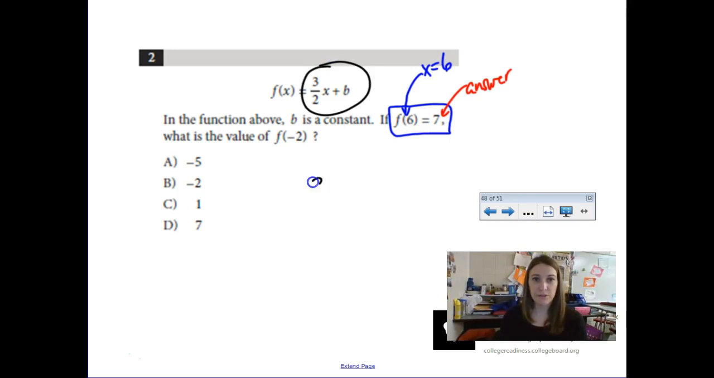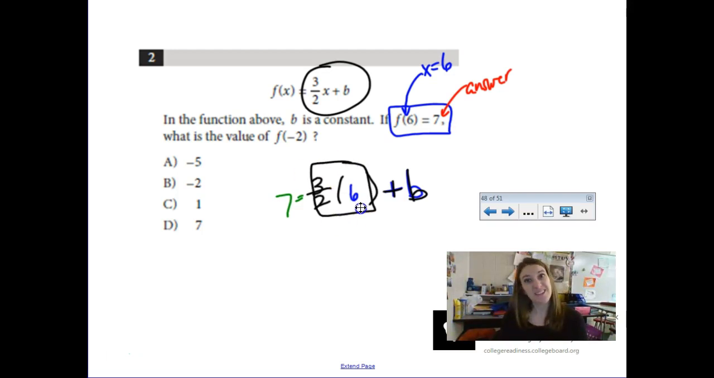Let's take the function, which is 3 halves, but instead of x, we're going to call that a 6. And then plus some mystery number b. I have no idea what that mystery number is, so let me just set it up that way. And then I know the answer is supposed to come out to 7. So let's see what happens. 3 halves times 6, and this is no calculator by the way, so that would be a 9. So 9 plus mystery value of b equals 7, so b is negative 2.